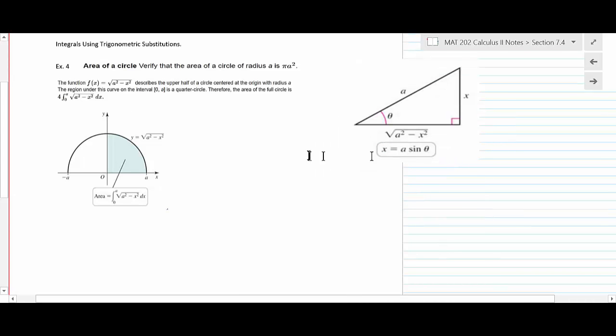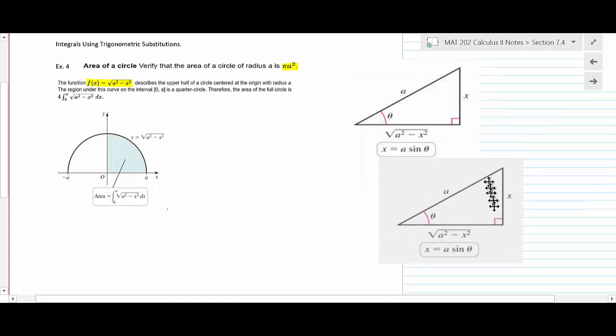Okay, so to begin with, we're going to use an integral, and we're going to base it on this curve right here, and we're going to try to show that the area of a circle is pi r squared. Okay, in this case, pi a squared. There's a couple of things I want to show you on this.